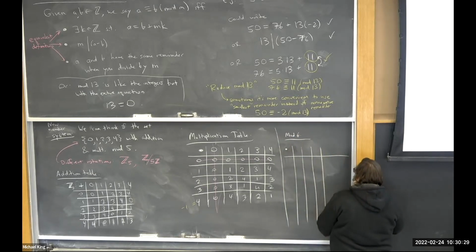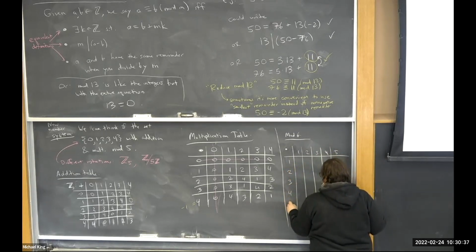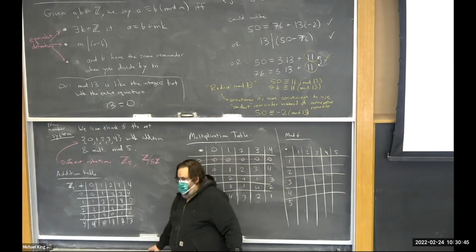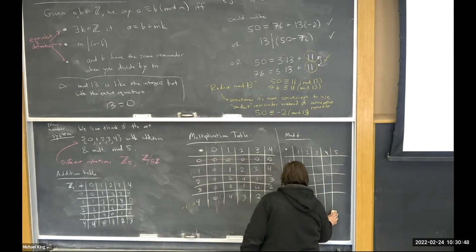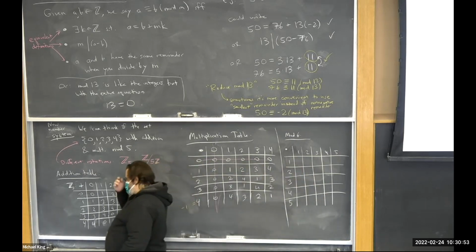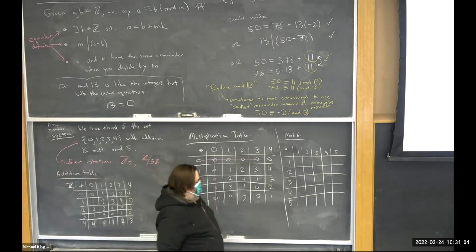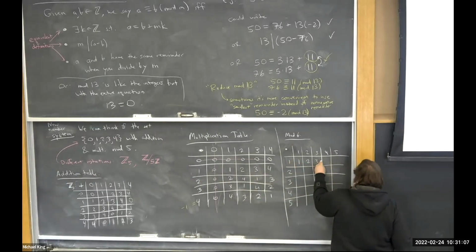1, 2, 3, 4, 5 across the top, and 1, 2, 3, 4, 5 down the side. Take a minute and fill this in. Check with your neighbors and see. Let's just not include the 0. Do the easy part.